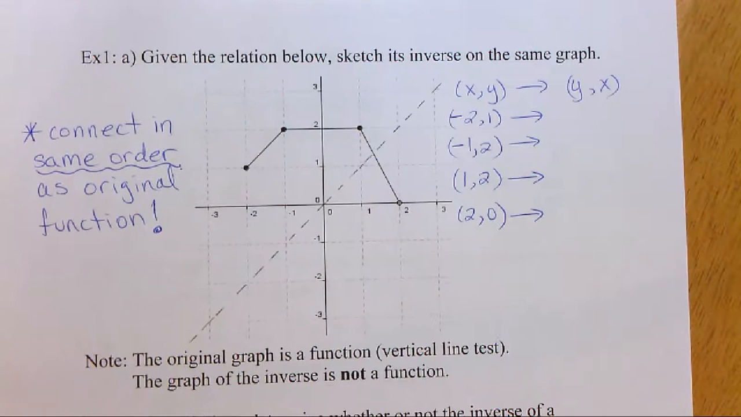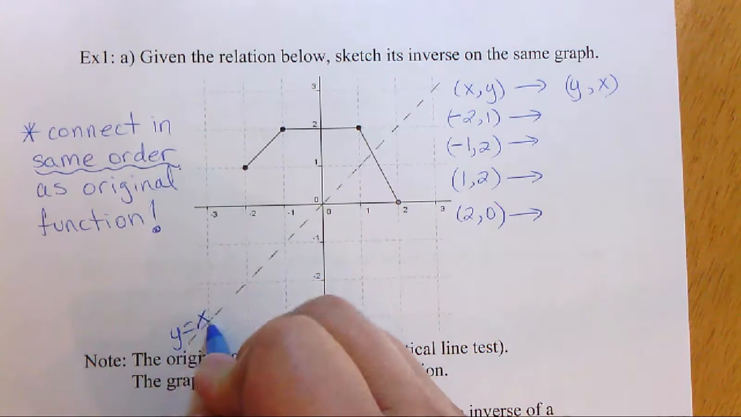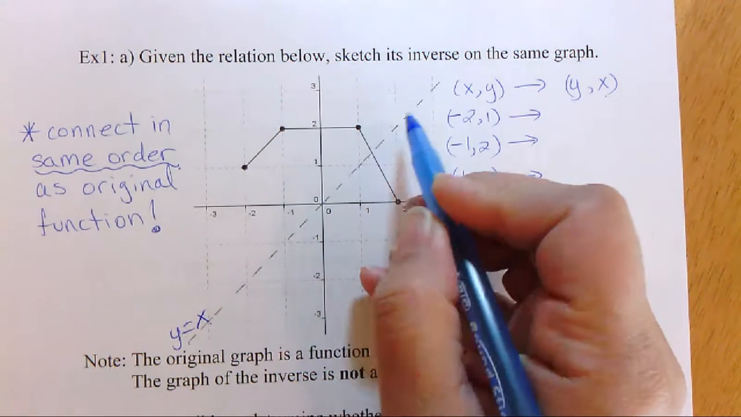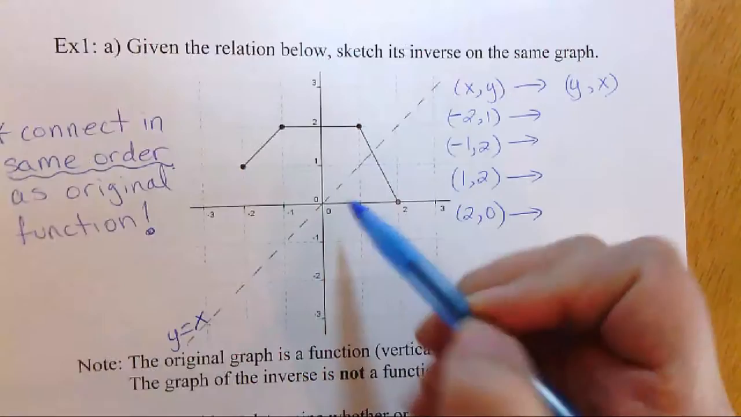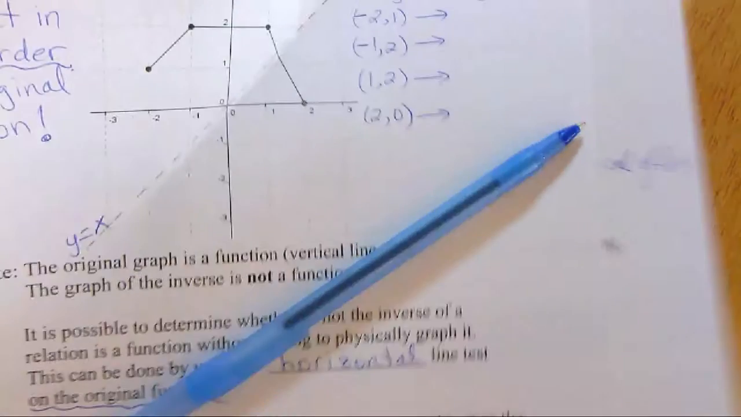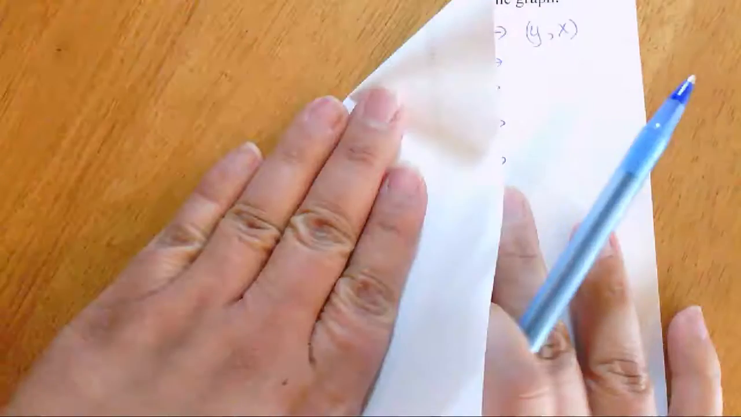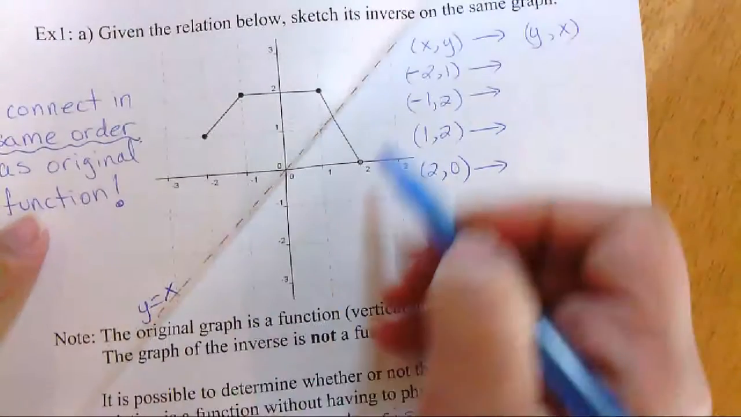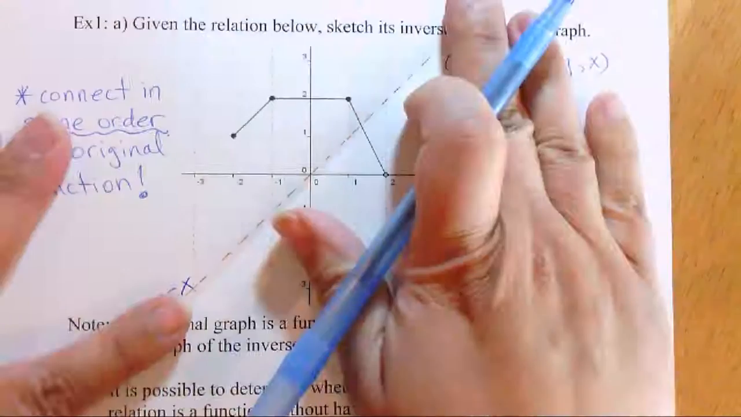Now let's look at the next example where it says, given the relation below, sketch its inverse on the same graph. What I've done here is I've taken this y equals x line and drawn a dotted line across it. That is my reflection line when I'm looking at the graph of an inverse. Basically I can fold it in half. And remember when you were in grade school and you'd do this artwork where you put paint blobs here and then fold it in half and the dots would end up on the other side and you'd have a reflection. So this is the line of reflection for us.